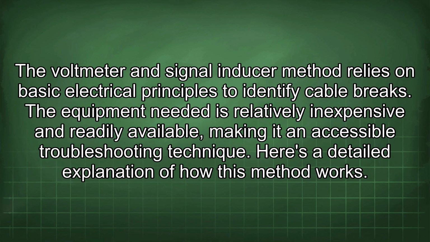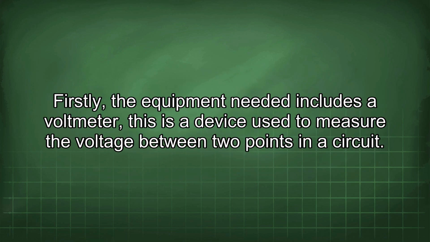The voltmeter and signal inducer method relies on basic electrical principles to identify cable breaks. The equipment needed is relatively inexpensive and readily available, making it an accessible troubleshooting technique. Here's a detailed explanation of how this method works. Firstly, the equipment needed includes a voltmeter. This is a device used to measure the voltage between 2 points in a circuit.